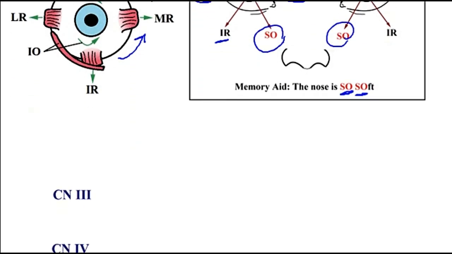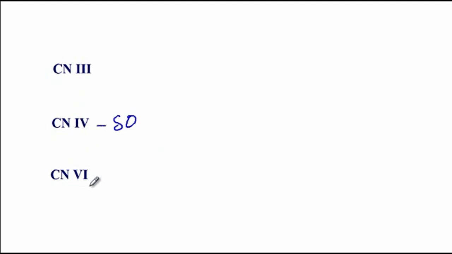Now, moving on to different cranial nerves that innervate the extraocular muscles. So we have 3 different cranial nerves that are innervating the extraocular muscles: the cranial nerve 3 or oculomotor, cranial nerve 4 or trochlear, and cranial nerve 6 or the abducens nerve. Now, cranial nerve 4 is innervating the superior oblique, and cranial nerve 6 is innervating the lateral rectus.